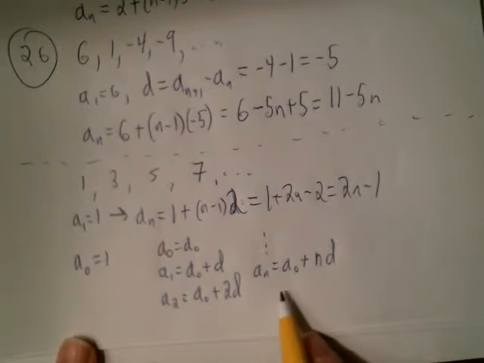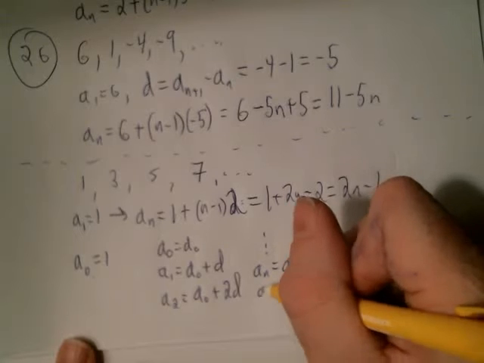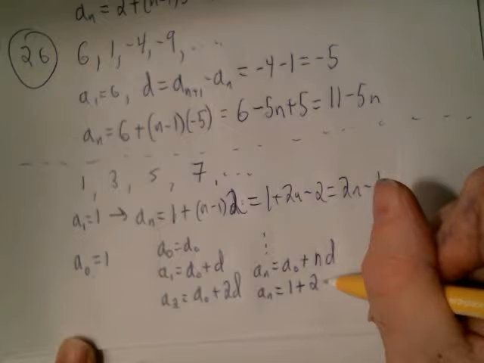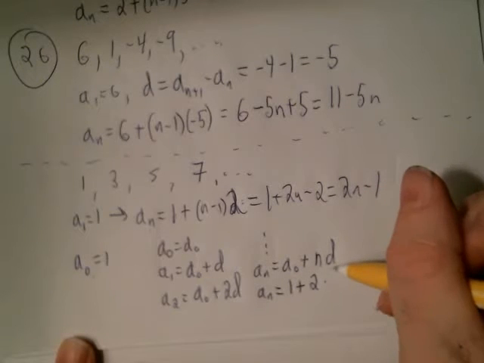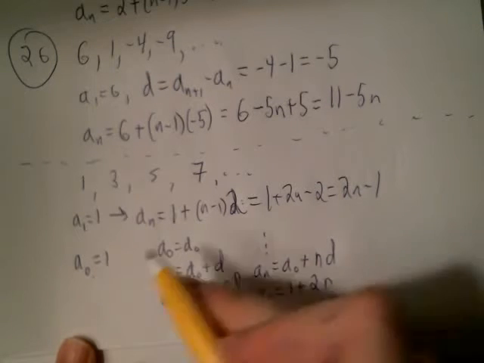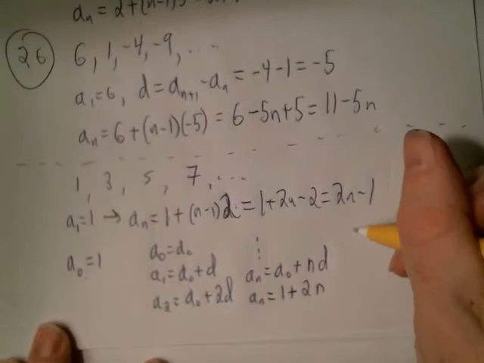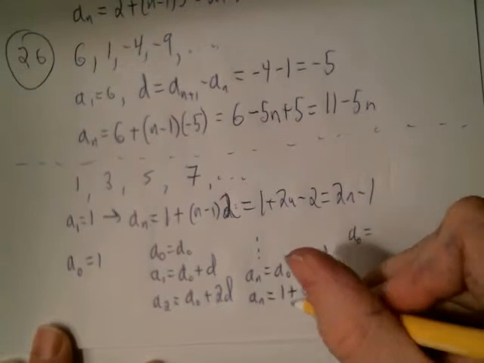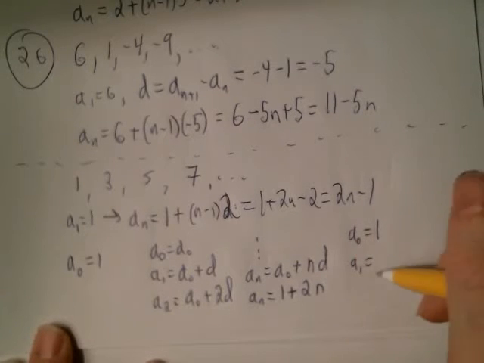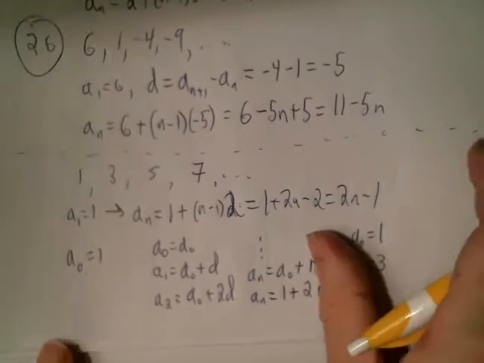Okay, so the formula when you start at 0 is going to be just that. A sub n equals 1 plus n, which is 2, times d, which is 2, times n. So the formula when you start at 0 is 1 plus 2n. So the first guy, a of 0, would be 1 plus 2 times 0, which is 1. A sub 1 will be 1 plus 2, which is 3. And you're getting this sequence right here. It's just you start at this other place.